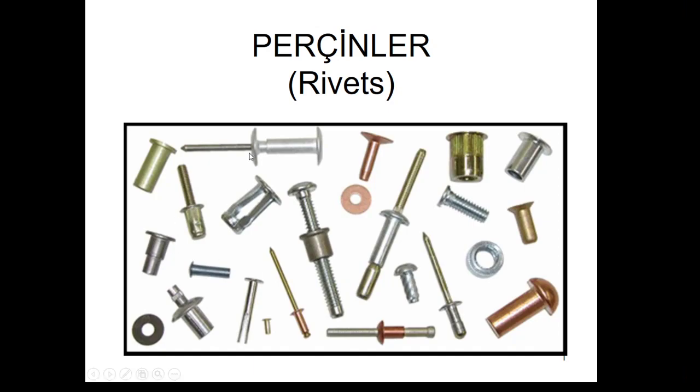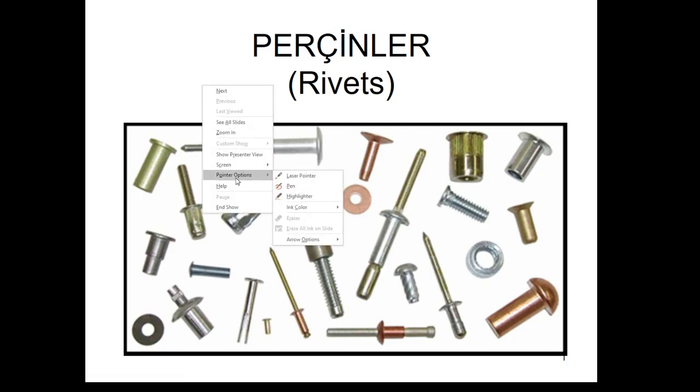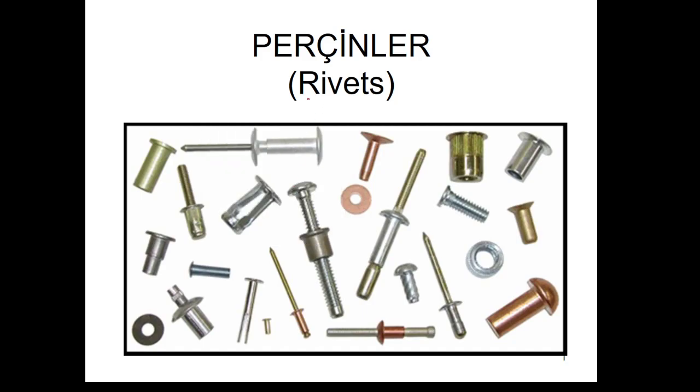Well, the name of the machine element, which is a fastener, is rivet. Rivet, to make the word plural: in English we say rivets, in Turkish perçin, perçinler, to make it plural.